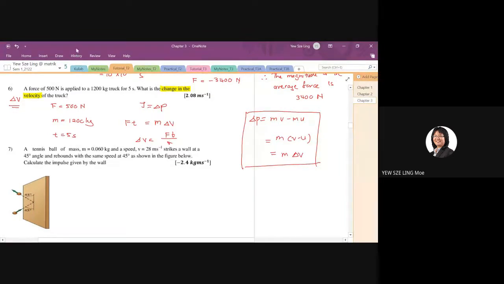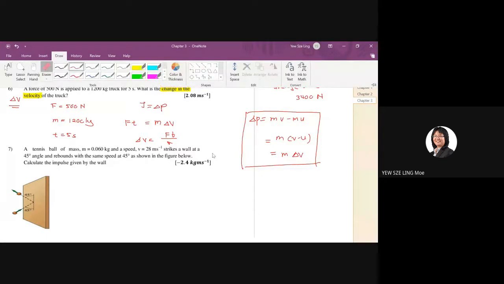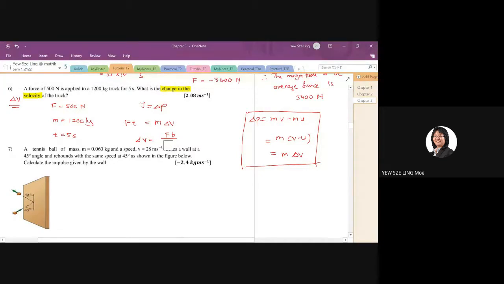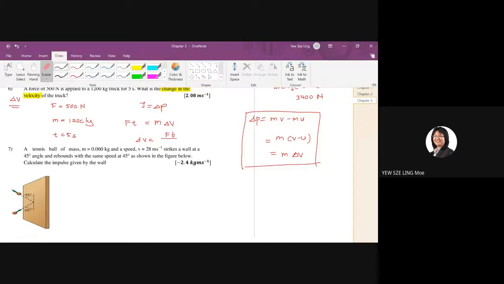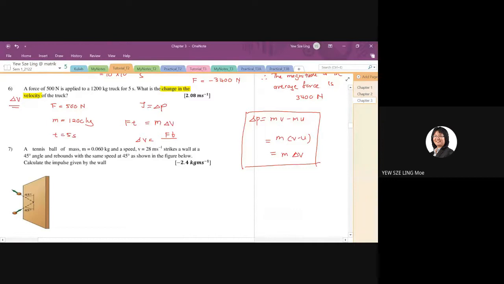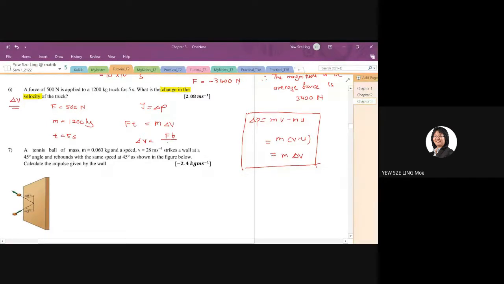Wait, the pen is acting up again. Okay, so over m. All right, therefore it is equal to 2.08 ms negative 1.